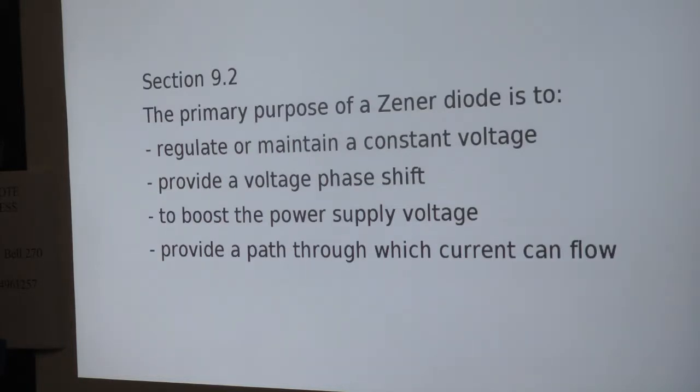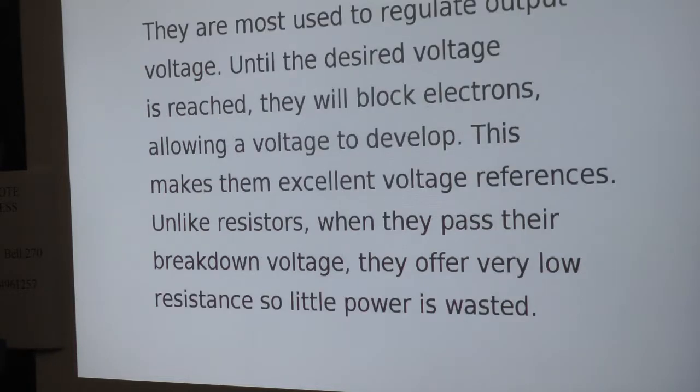Primary purpose of a Zener diode is to... Well, that's self-explanatory. Number 1, regulate or maintain a constant voltage. Yeah, exactly. So they're most used to regulate the output voltage. Until the desired voltage is reached, they will block electrons, allowing a voltage to develop. This makes them excellent voltage references. Unlike resistors, which can also act like a voltage reference, when they pass their breakdown voltage, they offer very low resistance, so little power is wasted.